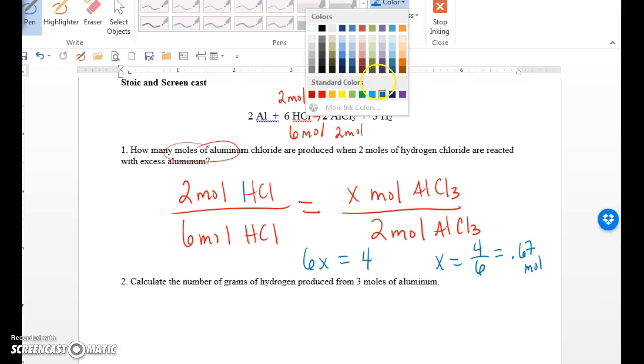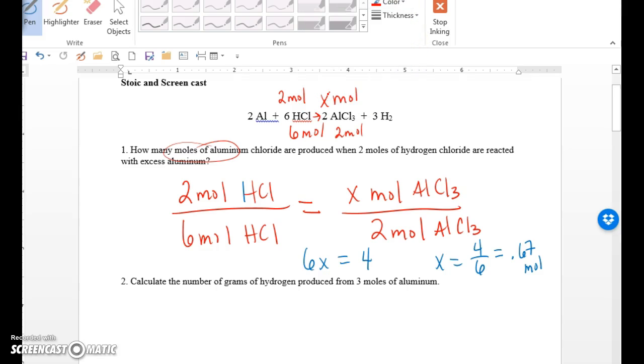On the next one, it says, we're still using the same equation, calculate the number of grams of hydrogen produced from 3 moles of aluminum. I'll switch to a different color so we can follow it through. So I'm going to erase this because it was the last problem. So I'm starting with 3 moles of this, and I want to know X grams of hydrogen gas.